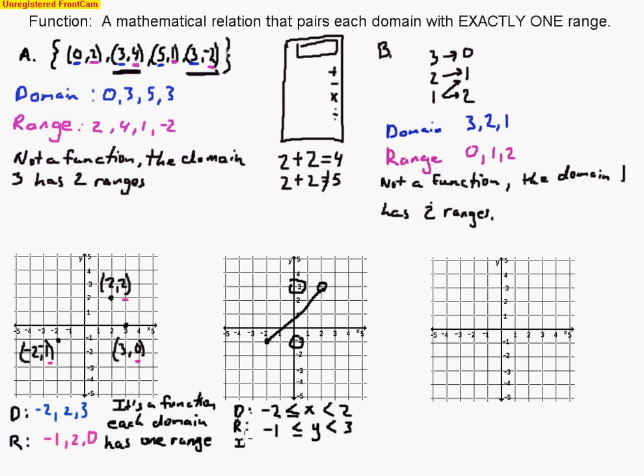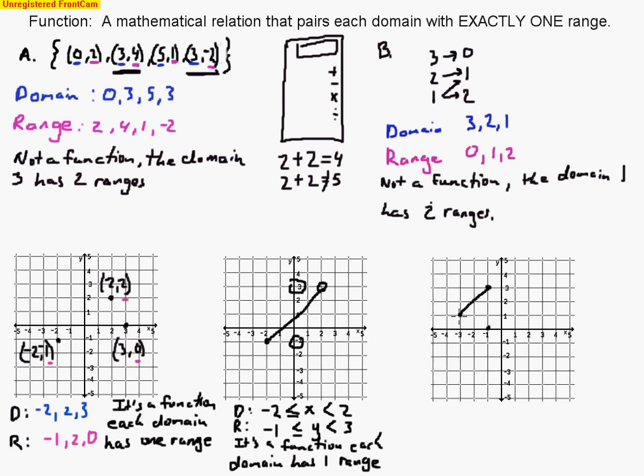And we have to write all that out. It's a function, and the reason is each domain has one range. Only one range. Well, let's take a look at another type of graph. Draw a little point there, and then let's say it goes all the way over to this point, and then back to this point right here.